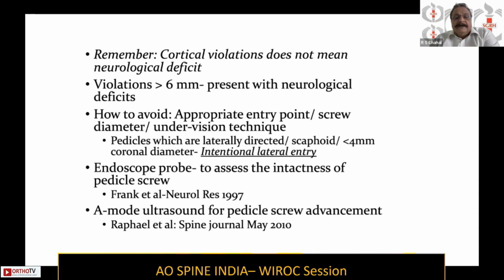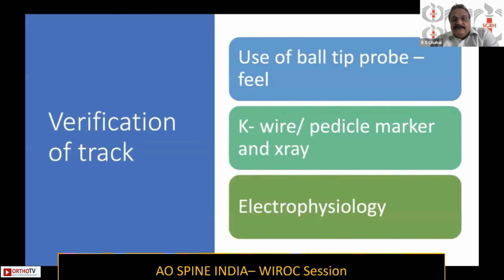How to avoid it? Appropriate entry point, screw diameter, and under vision techniques. An endoscopic probe to assess the intactness of the pedicle, or B-mode ultrasound can be used in some, but it's more of a theoretical entity. So verification of the track using a ball probe: physically, you can do it with a ball probe. Radiologically, you can look at the pedicle with a K-wire or a pedicle marker. Physiologically, you can do electrophysiological studies. These are the three things which will tell you whether your screw is right or wrong.